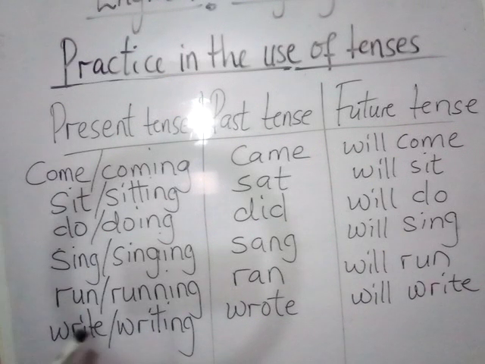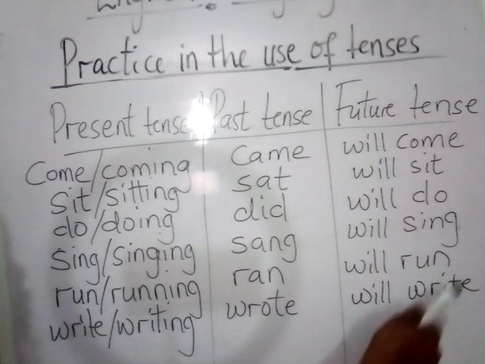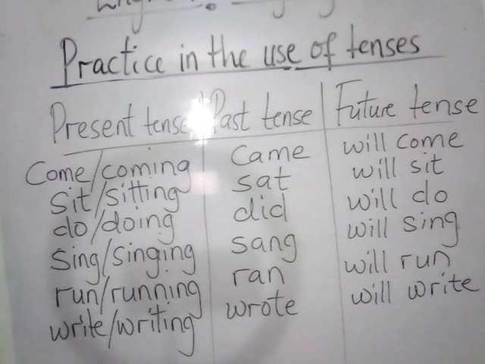And the last example says, my teacher writes. My teacher is writing. Okay, both are present tense, but indicative of different time frames. My teacher writes. My teacher is writing right now. Yesterday, my teacher wrote. Tomorrow, my teacher will write.